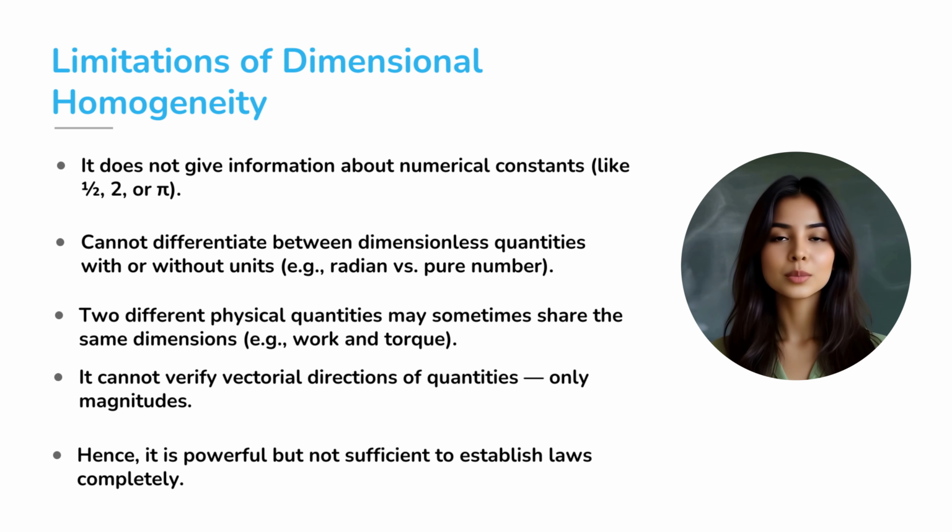Of course, no principle is perfect, and this one has its limitations. It does not tell us about numerical constants such as 1/2, 2, or pi. It cannot distinguish between dimensionless quantities that still carry units, like radian and pure numbers. Also, two different physical quantities may have the same dimensions, for example, work and torque, even though they represent different concepts. And finally, it cannot check vector directions, only magnitudes. So while it is powerful, it cannot completely prove a physical law.